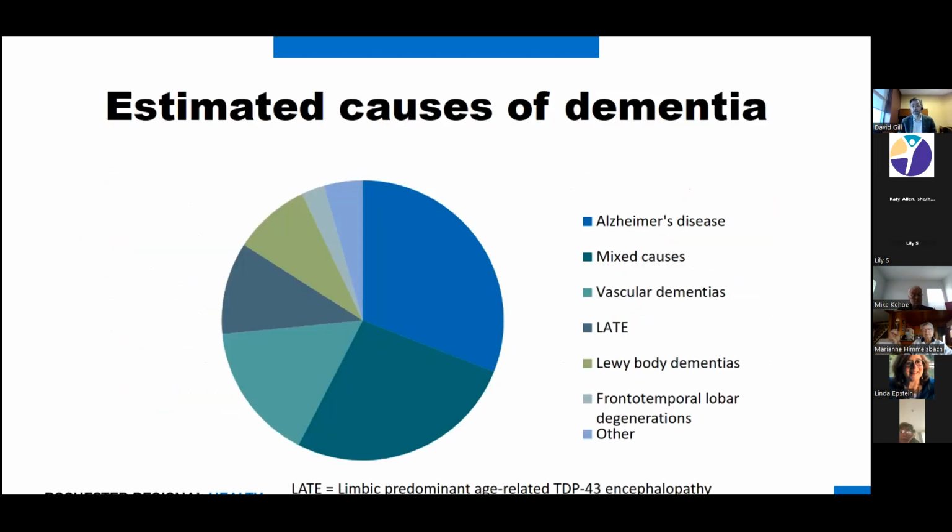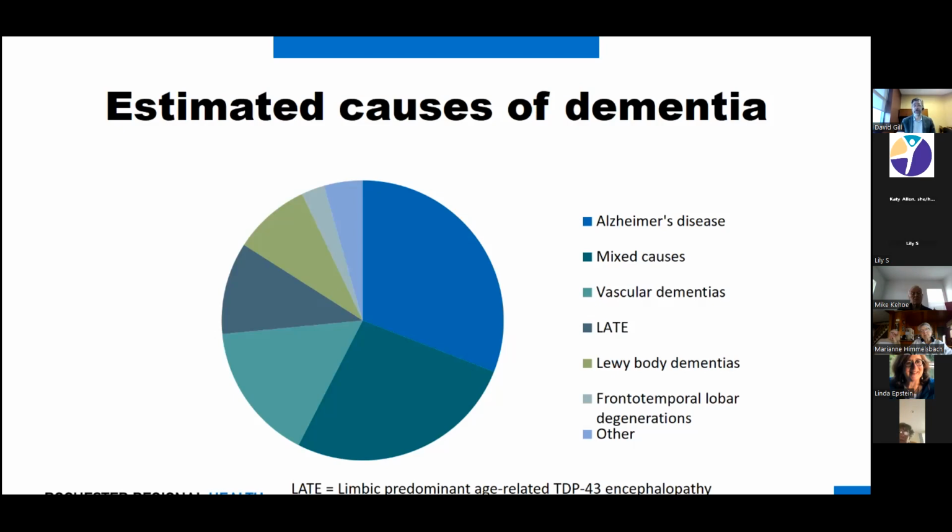So this is the slide I always start with when I give talks, and it's the pie graph of the different causes of dementia. I term it estimated only because this is a mixture of a bunch of different studies, because not all the studies included all of the different causes. In particular, the one called LATE, which is a long acronym for limbic predominant age-related TDP-43 encephalopathy, is a very recent addition and a recent finding, and was not included in many of the older studies.